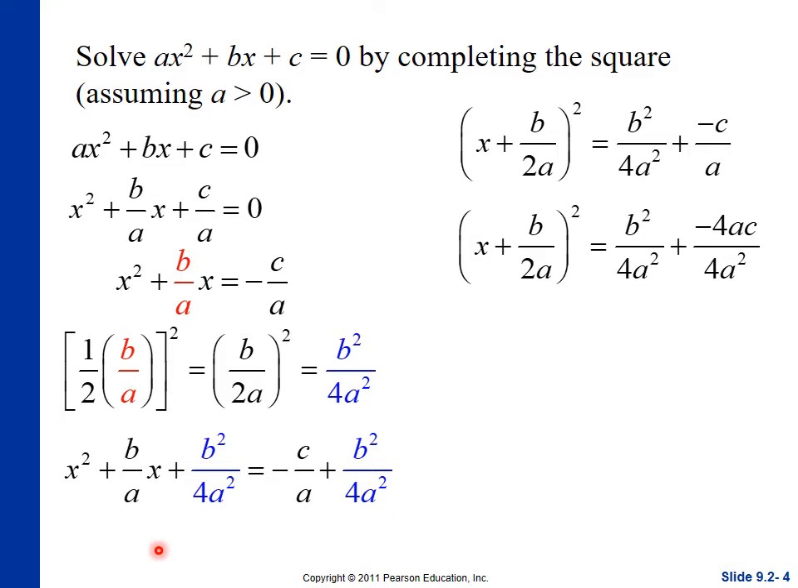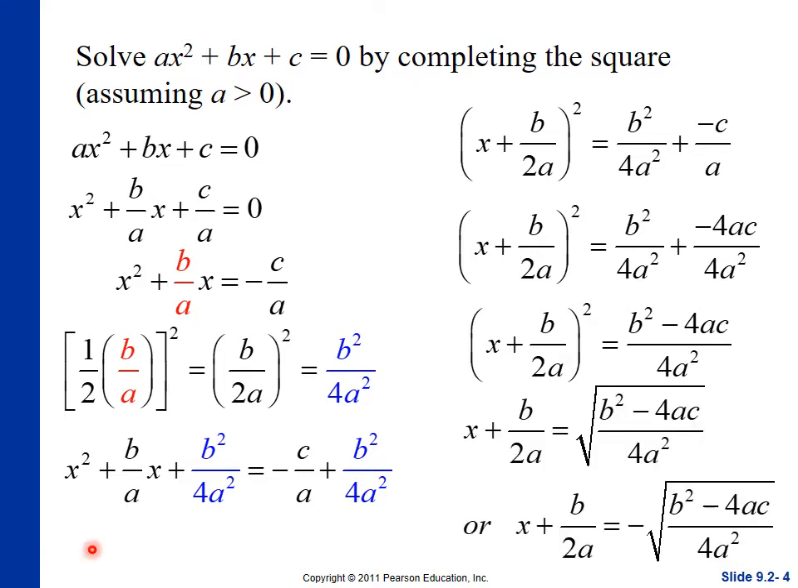Before we get to that, we want to combine like terms here. So to get a up to 4a squared, you have to multiply by 4a. So we're going to multiply the numerator and denominator of this fraction here by 4a. Now you've got that there in that second step. And now we've got x plus b over 2a quantity squared is equal to b squared minus 4ac over 4a squared.